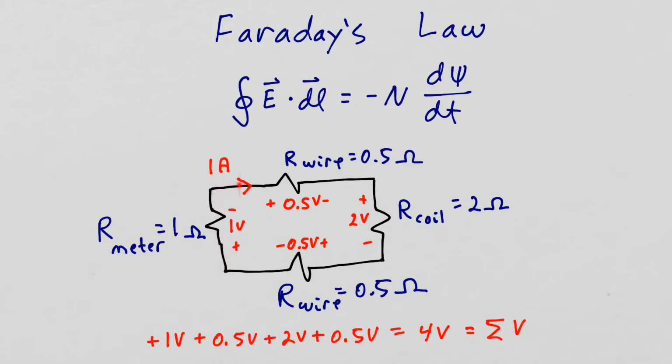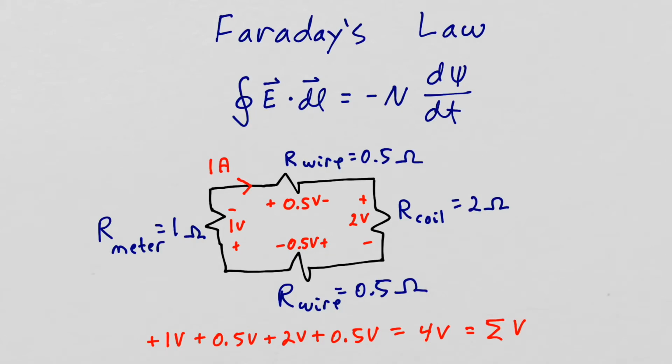Let's sum the voltages around our circuit. Across the meter we have a drop of 1 volt. Across this wire, a drop of a half a volt. Across the coil, a drop of 2 volts. And across this bottom wire, a half a volt. So the sum of the voltages around our circuit is not 0, but it is 4 volts.